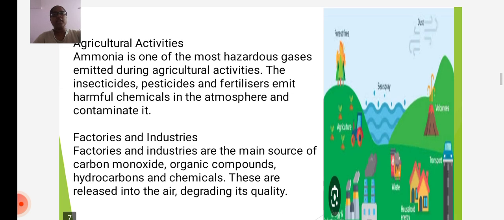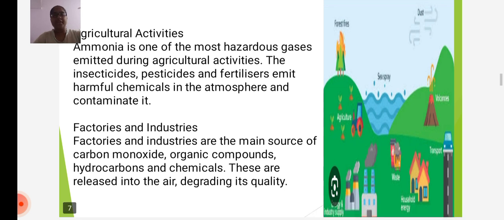And third thing is agricultural activities. Ammonia is one of the most hazardous gases emitted during agricultural activities. The insecticides, pesticides, and fertilizers emit harmful chemicals into the atmosphere and contaminate it. The fourth thing is factories and industries. Factories and industries are the main source of carbon monoxide, organic compounds, hydrocarbons, and chemicals. These are released into the air, degrading its quality.